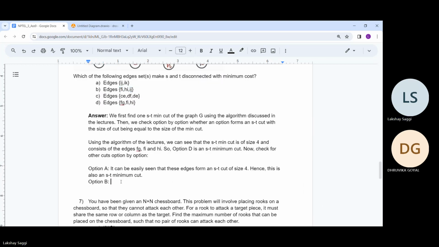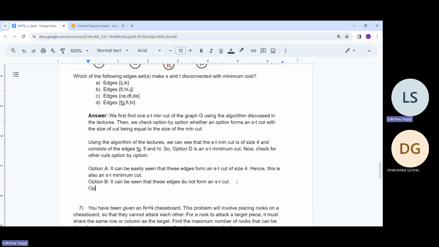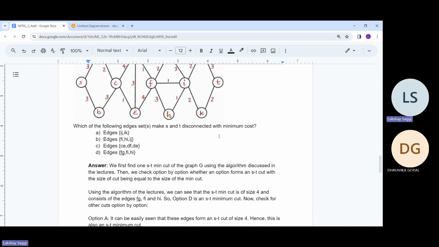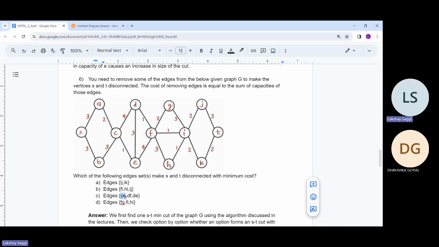So it can be seen that these edges do not form an ST cut. This option is incorrect because we need to check which edges form a minimum cut, and if they don't even form a cut, then how can they form it? And option C was these edges: CE, DF, and DE. So again, over to you, Dhruvika.